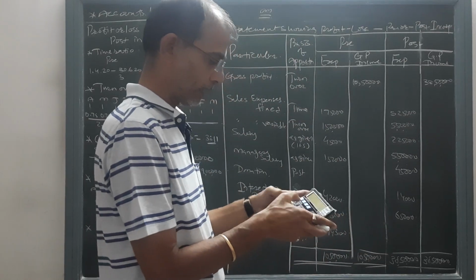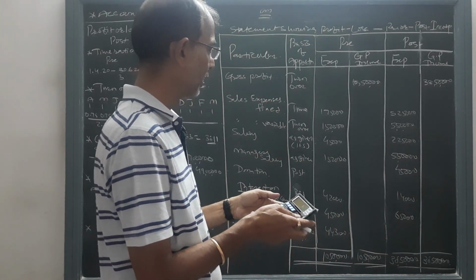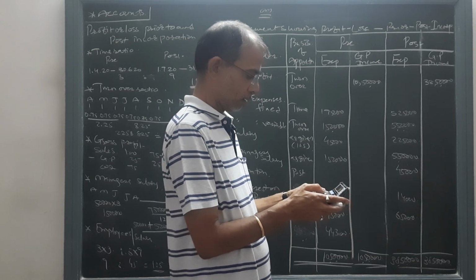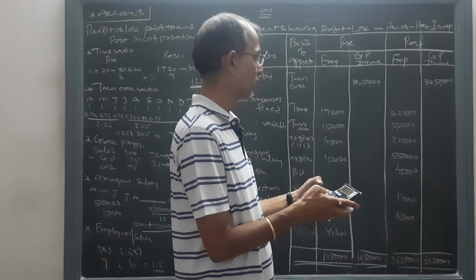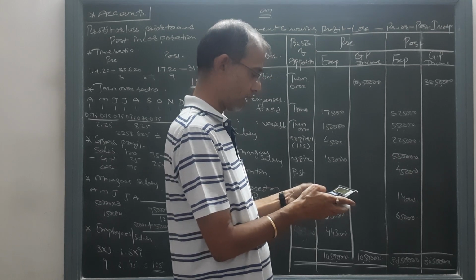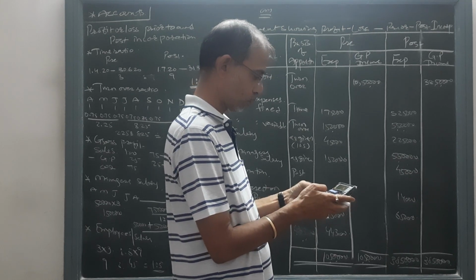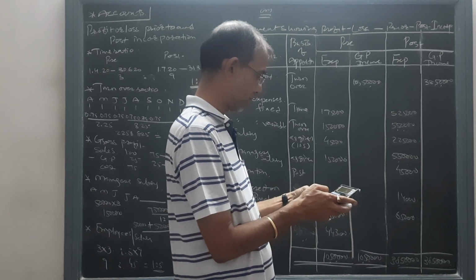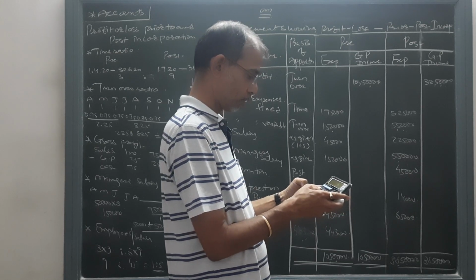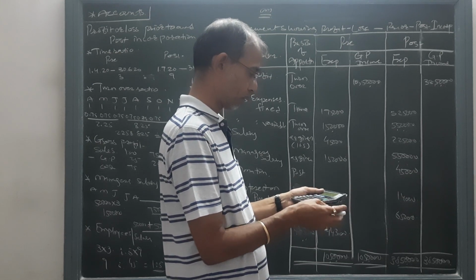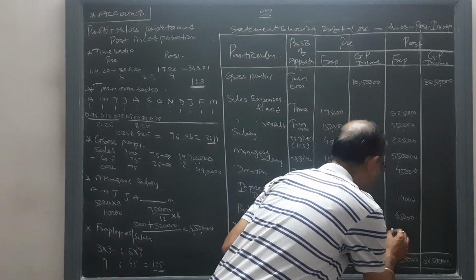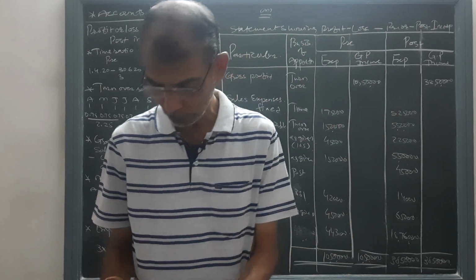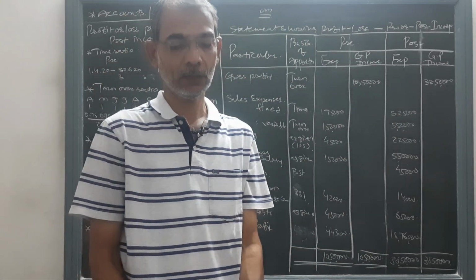Now from 38,50,000 expenses are to be subtracted. 5,25,000 minus 5,50,000, 2,25,000, 5,50,000, 45,000, 14,000 and 65,000. 18,76,000 will be the profit of post period.